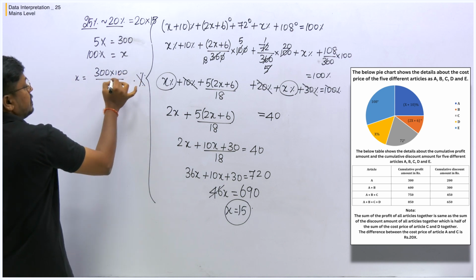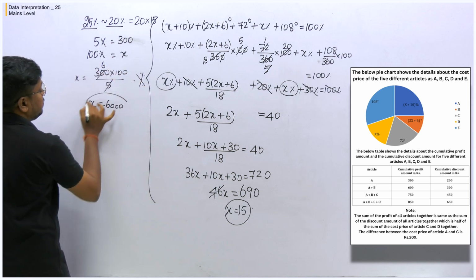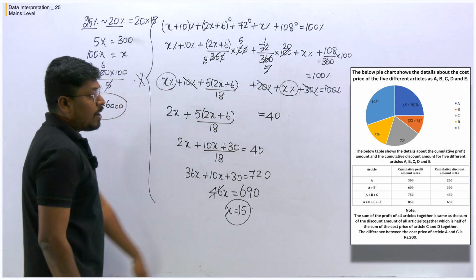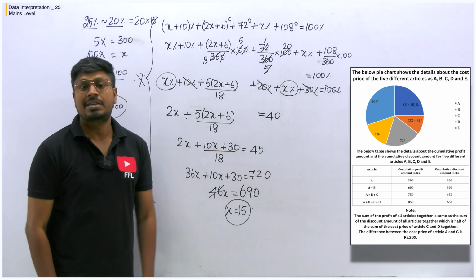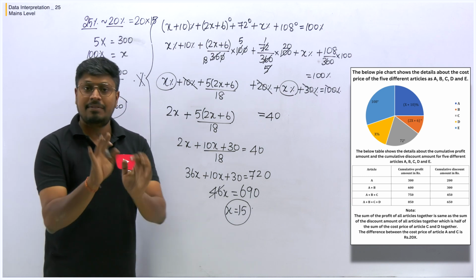So we can find this, 6 5s are 30. So x is equal to 6000. So finally we got the value x equal to 6000, which means the total cost price of all the 5 articles will be 6000.